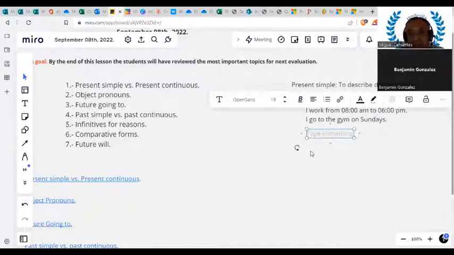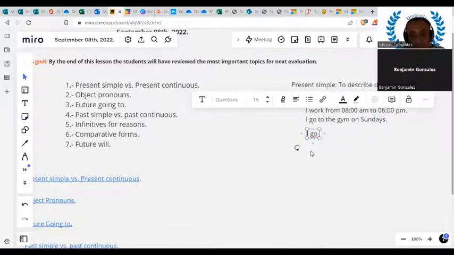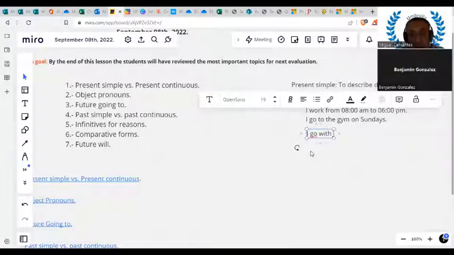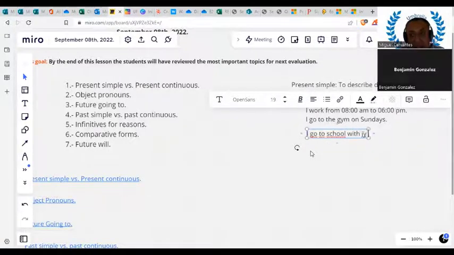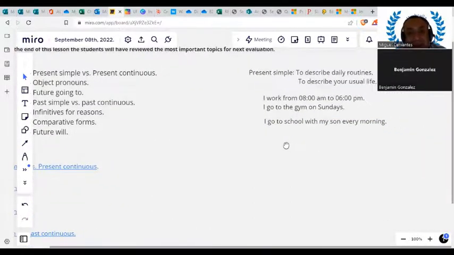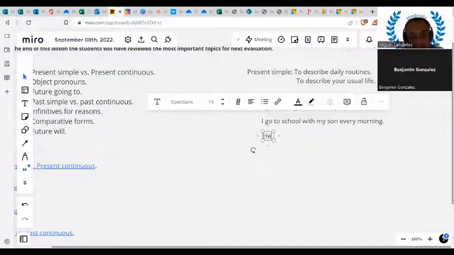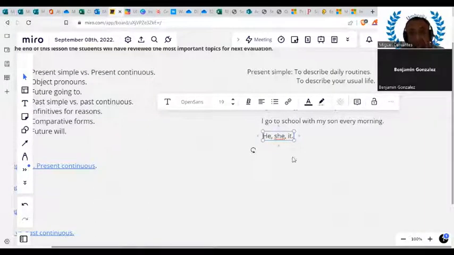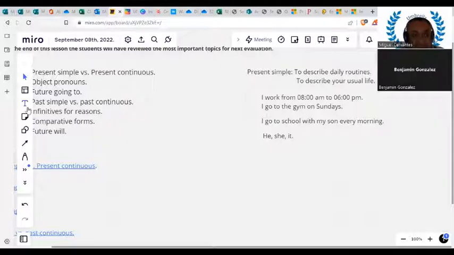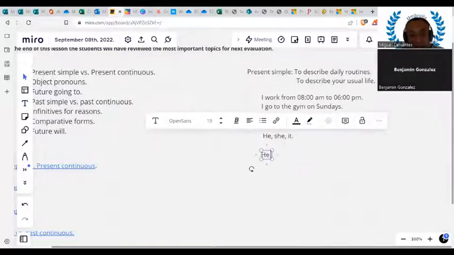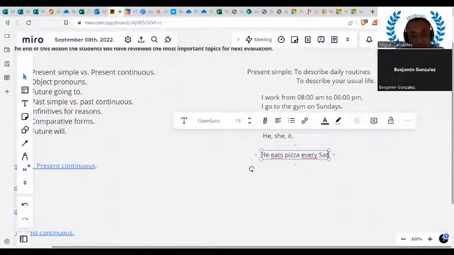Okay. I go with my son to the school every morning. Okay, you can say, I go to school with my son every morning. Exactly. Very good, Benjamin. Remember, basic rules for simple present, Benjamin. When you speak about he, she, and it, you need to change the verb. For example, he eats pizza, okay, every Saturday.